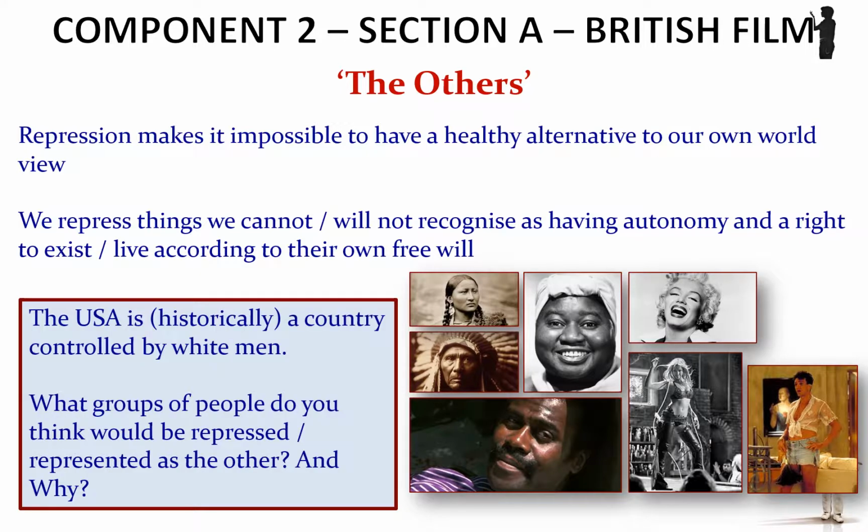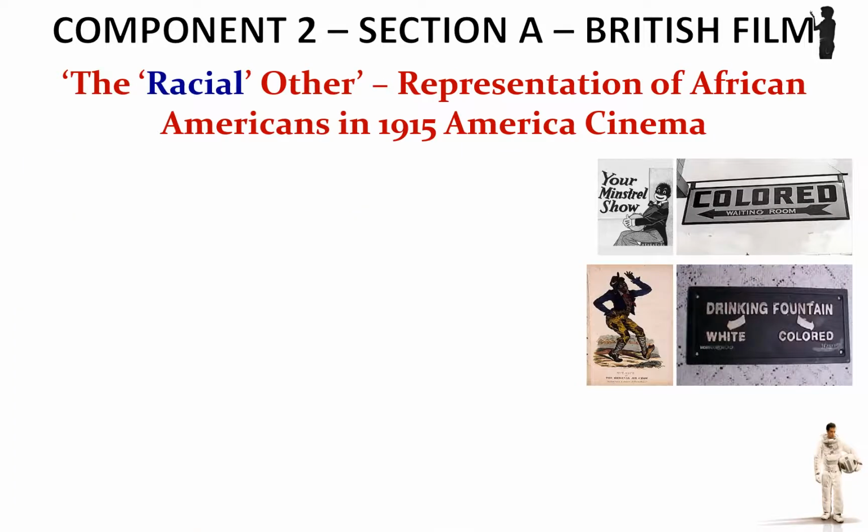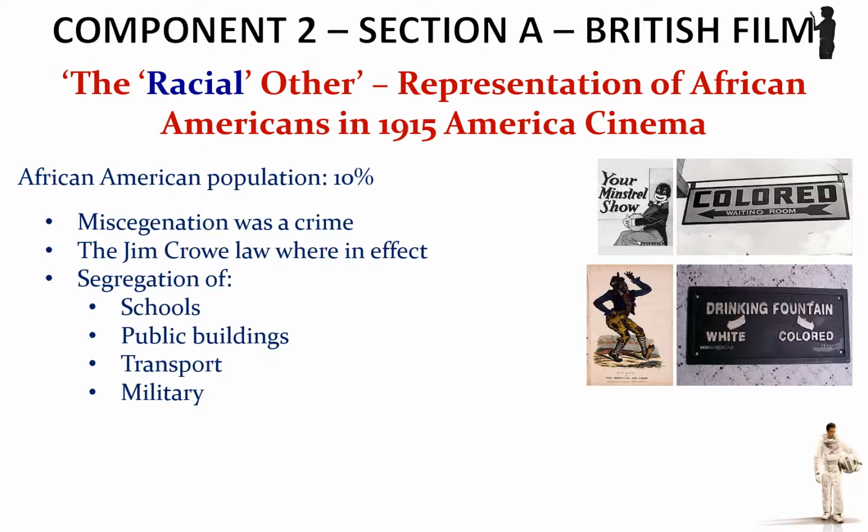Again, another example: the United States is historically a country controlled by white men, and we see many different groups of people repressed in media. One group repressed significantly is the African American community. In 1915, the African American population was about 10%, and certain laws were in place. Miscegenation was a crime. Miscegenation refers to blood mixing, so people of different ethnicities being in relationships and having sexual relationships was actually outlawed.